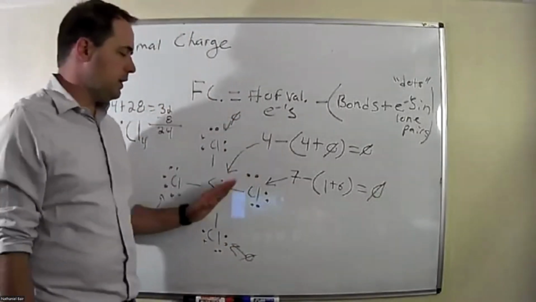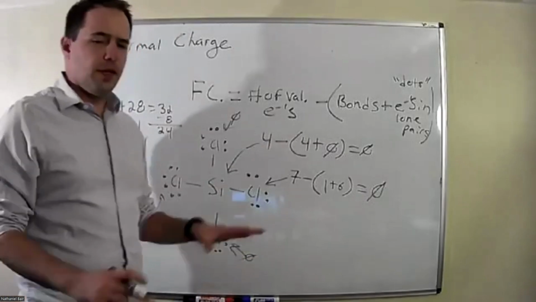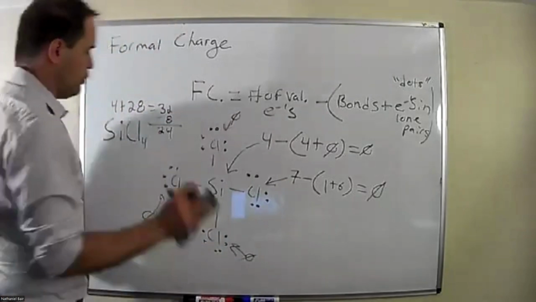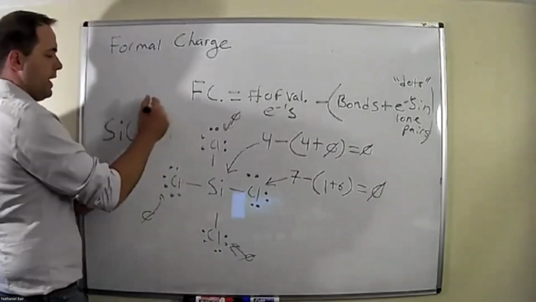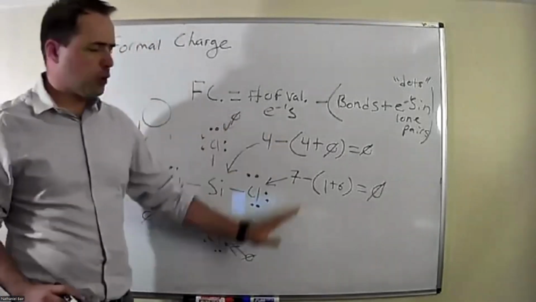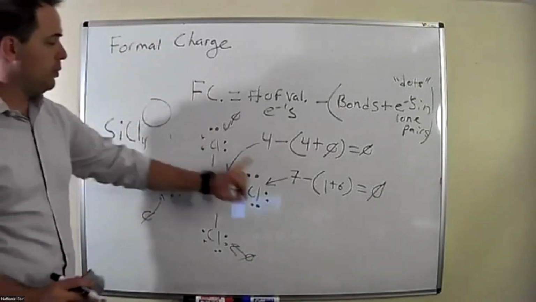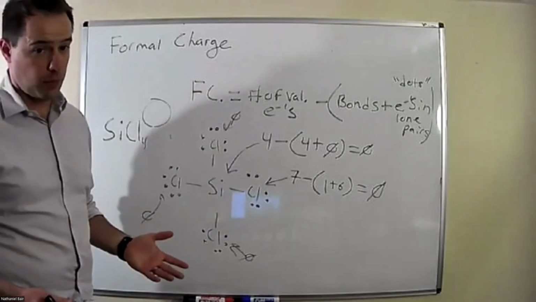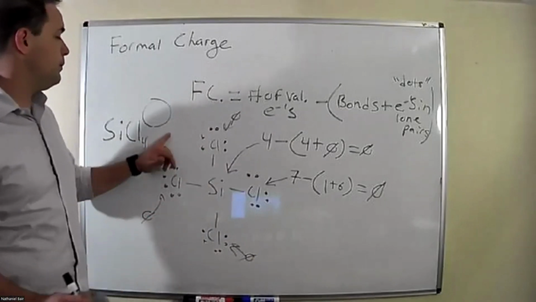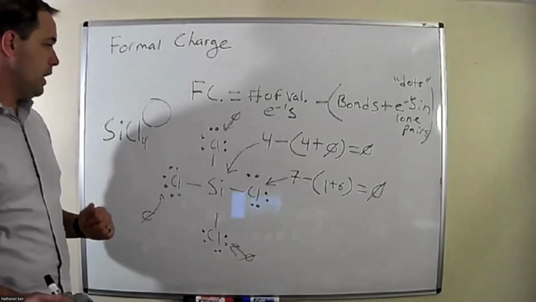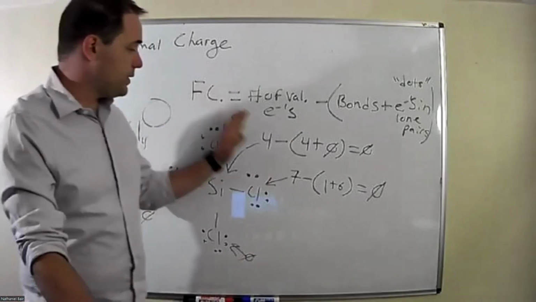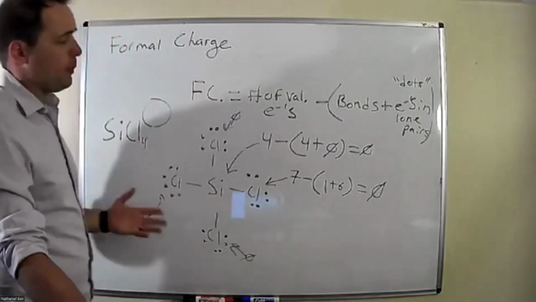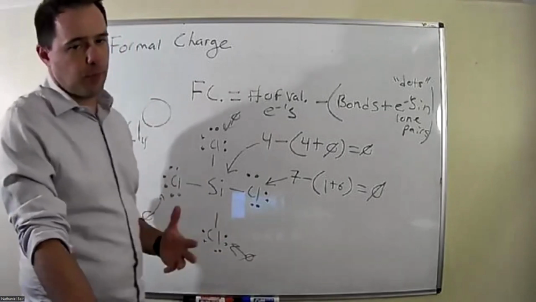So 0 on the silicon, 0 on the chlorines. This is a perfect structure. Silicon tetrachloride is a neutral molecule. It has no charge. It's not an ion. So all of the formal charges have to add up to 0. 0 plus 0 plus 0 plus 0 plus 0 adds up to 0. Yeah, it's a happy molecule, right? Okay. What else? Everybody is as low as possible. 0 is as good as it gets. So this is a happy structure. Okay, this is like the happiest.